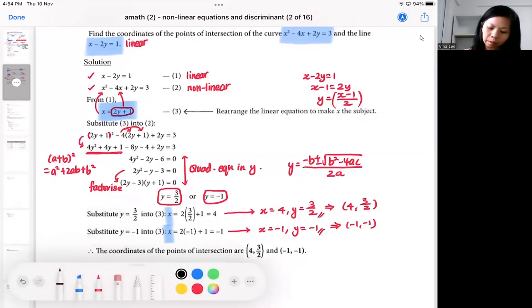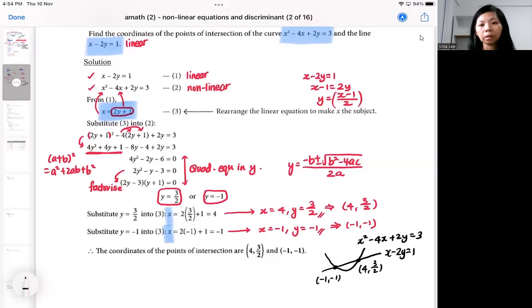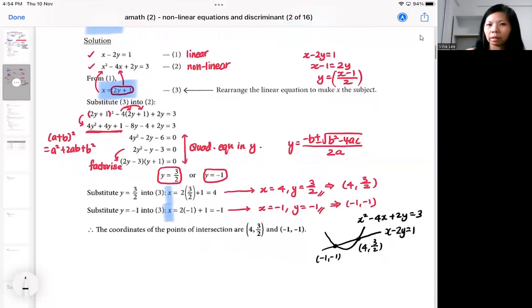It comes from a curve and a straight line. The straight line will be the linear graph, the linear equation. The non-linear one is usually the curve. The question will already say that there is a curve. So here, that's the theory.